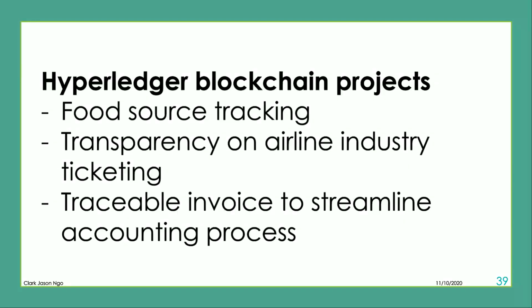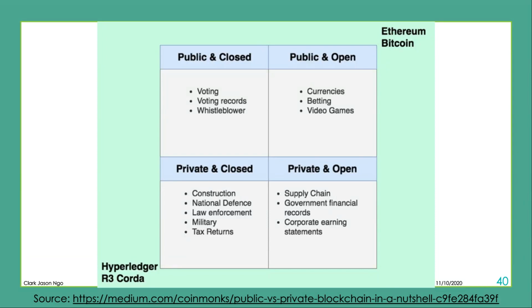So they can fake the record or they can alter the record. But if you put blockchain there, they cannot alter the records now, right? So you can now see a history of that information for the food source. Which is also a supply, right? So this is part of supply chain management. Also, transparency on airline industry ticketing, traceable invoice to streamline accounting process, right? So again, this enables us to track all the history and make sure nothing is altered.